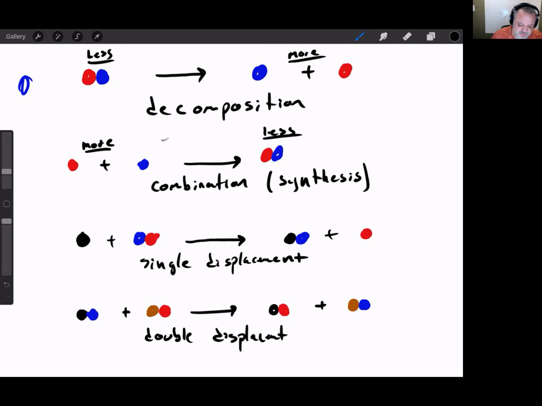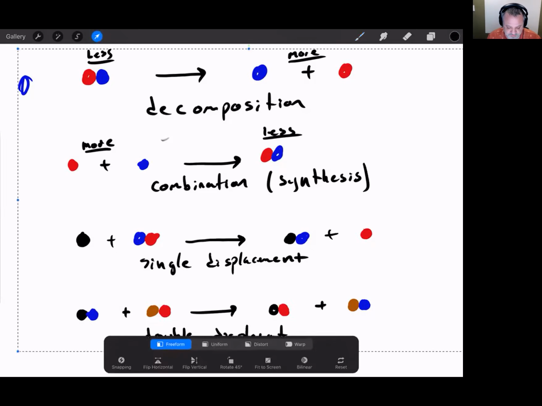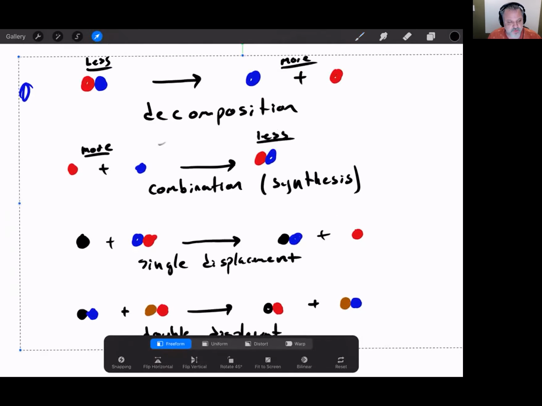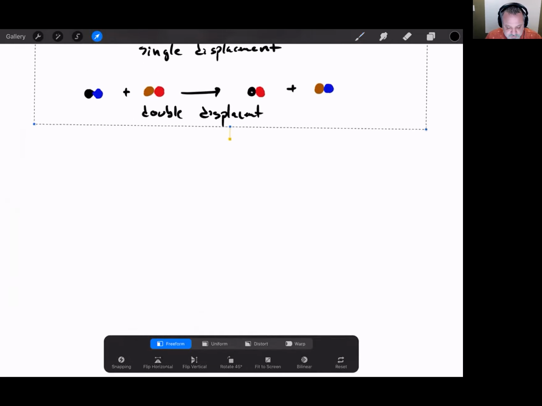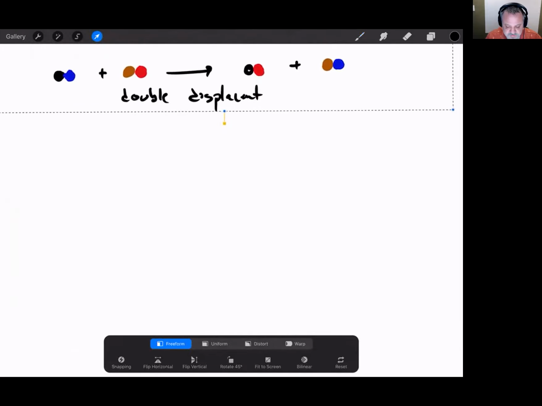You need to also complete double displacement reactions. And so not only do you have to recognize, but if I show you a reaction, be able to classify it as one of these four, but you also need to be able to complete a double displacement reaction. And let me give you an example of that.